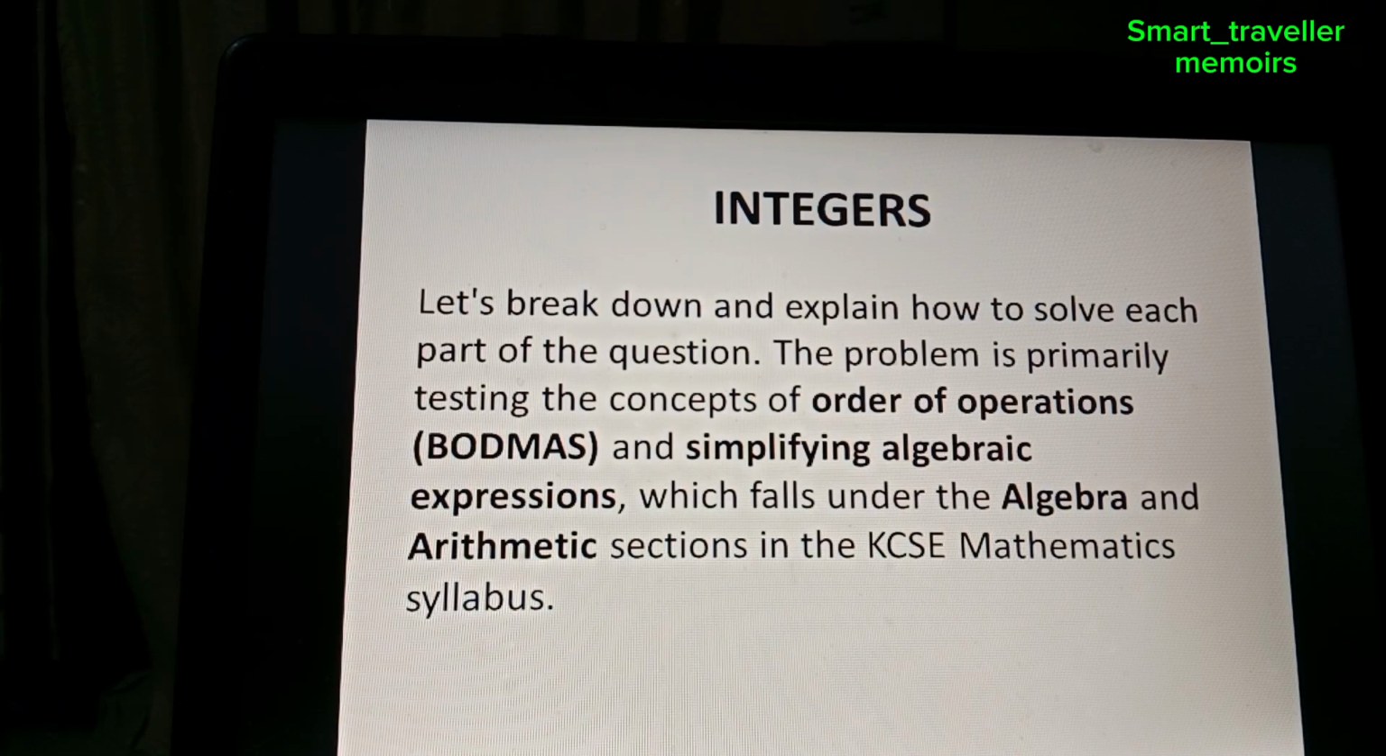So, let's break down and explain how to solve each part of the questions. The problem is primarily testing the concepts of order of operations and simplifying algebraic expressions, which fall under the algebra and arithmetic sections in the KCSE Mathematics syllabus.